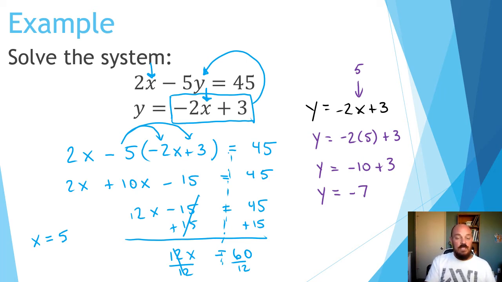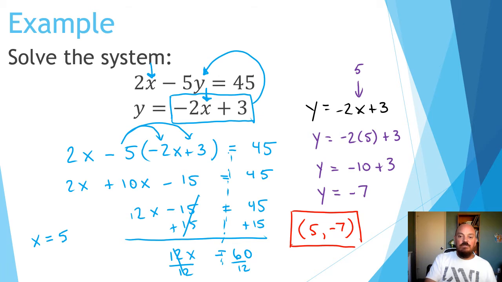The way I'm going to write my answer is as a point though. So remember, every point is x comma y. X is 5, y is -7. So the point 5 comma -7 is my answer.